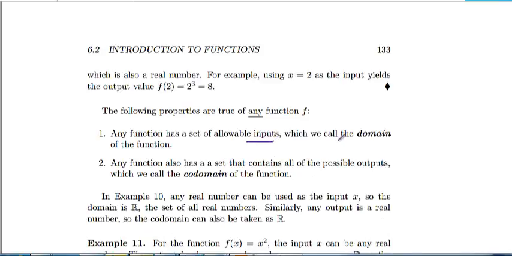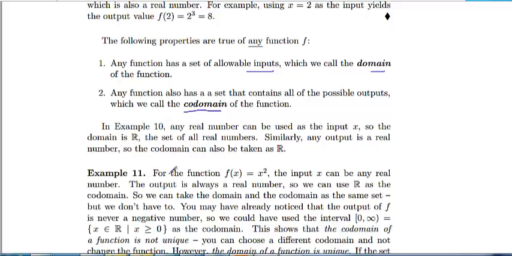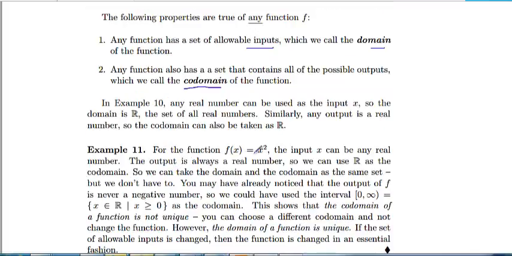The set of allowable inputs is called the domain. The set of possible outputs is called the codomain. Now there's a difference between codomain and range. I can say the codomain contains the range. We'll talk more about the distinction later on. For instance, in this function, x squared, x is always a real number. The output is always a real number. So you could use R as the codomain. However, the output is also a positive real number. So you could use the positive real numbers as the codomain, or non-negative real numbers as the codomain. So the codomain of a function is not unique.